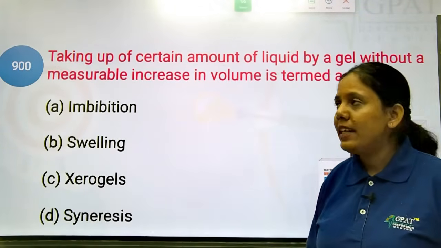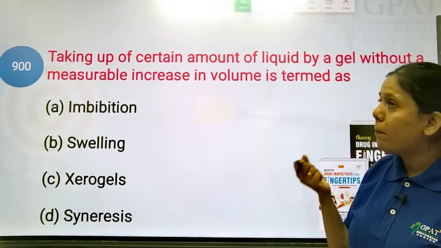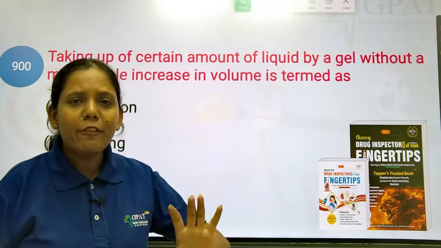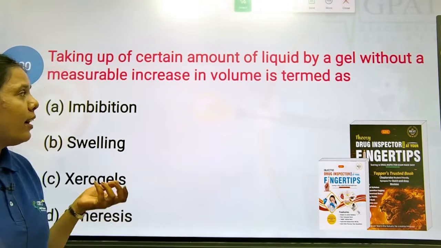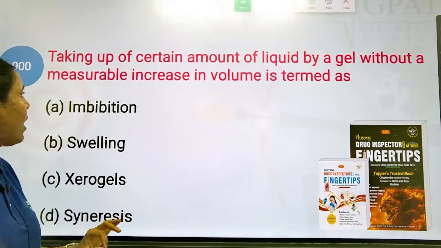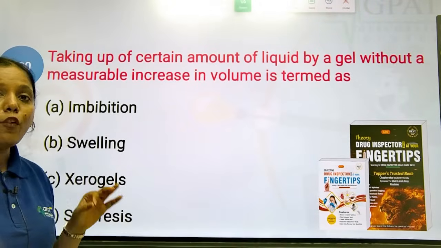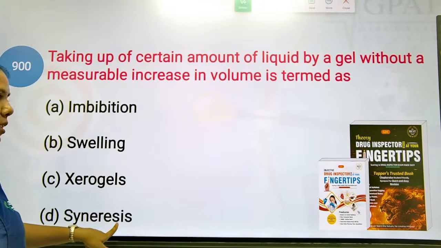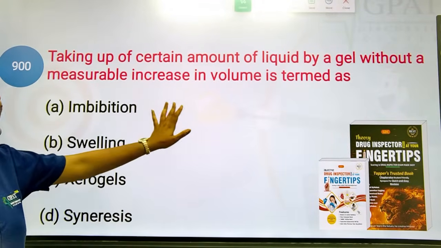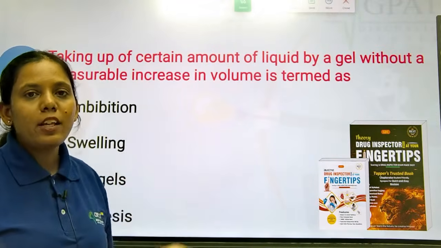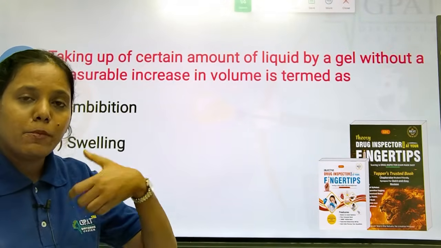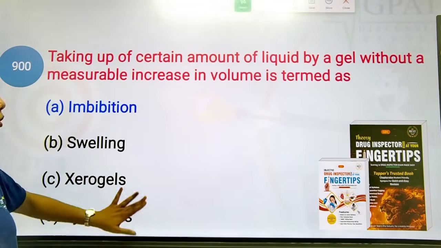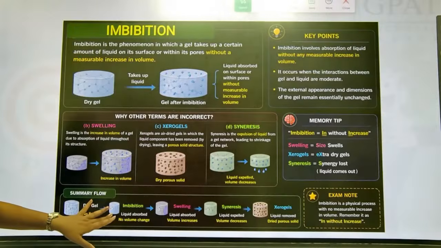And the last question is, taking up a certain amount of liquid by a gel. There are certain important points regarding gel. Taking up a certain amount of liquid by a gel without measurable increase in the volume is called imbibition, swelling, xerogel or syneresis. If they say there is an increase in the volume, then it is swelling. If there is absorption but without change in the volume, that is nothing but imbibition. Option A is the right answer.